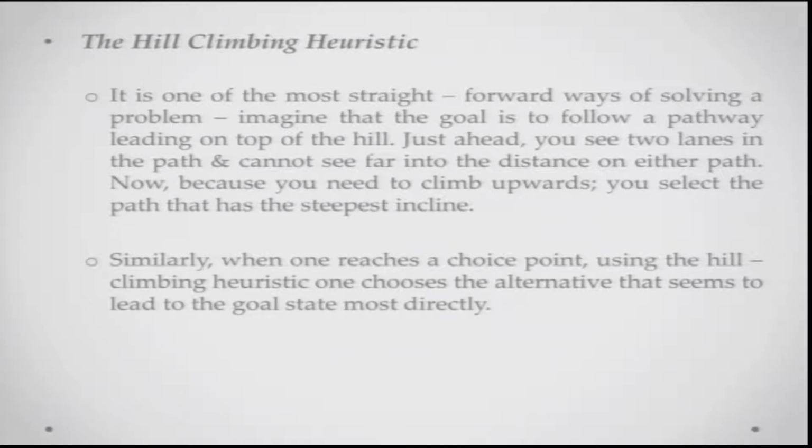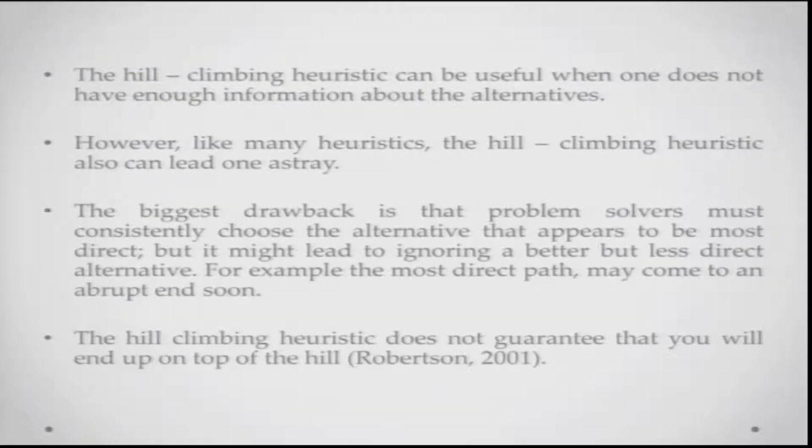But even in real life, when people reach such a choice point, they use what is called the hill climbing heuristic, to pick alternatives that seem to lead to the goal state most directly. Quick fix solutions, efficient and fast solutions. Now, this hill climbing heuristic can be useful when one does not really have enough information about the alternatives, because you do not have a lot of information about what is going to happen in future. You might want to take these kinds of quick decisions.